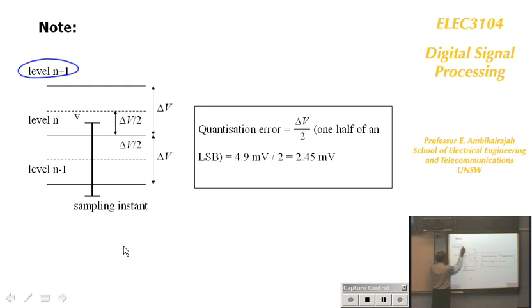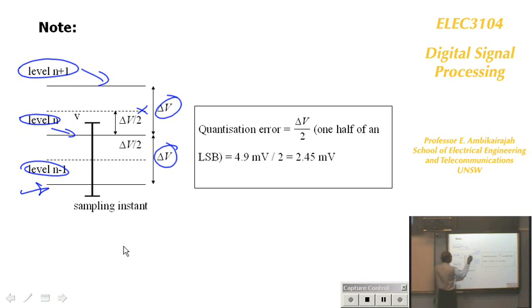Here are my levels. Level N plus 1 is that, level N is that, level N minus 1 is that. Three levels I have shown. The distance between the levels is called delta V, which is the resolution. If you take the center point of the level, that will be delta V over 2. Now, what is the error? If this signal is below the mid level, we will push it to that level. So you will find that the quantization error is going to be one half of the least significant bit. So one half of the resolution, which is 4.9 millivolts of resolution divided by 2, is 2.45 millivolts different.